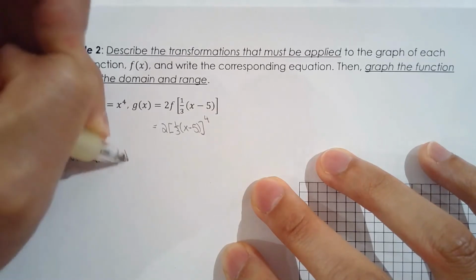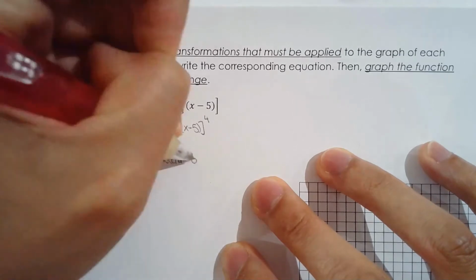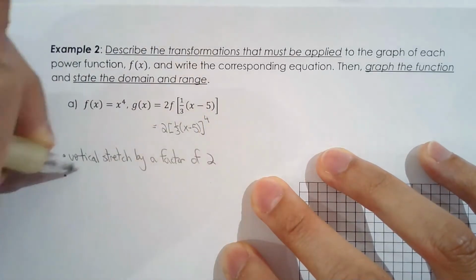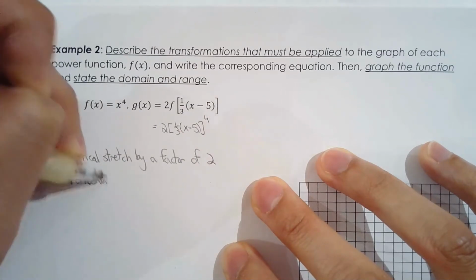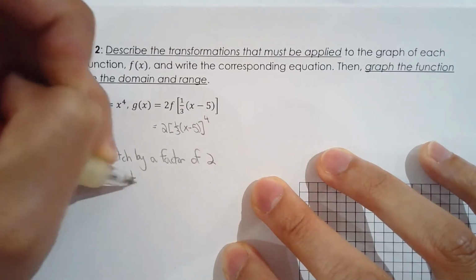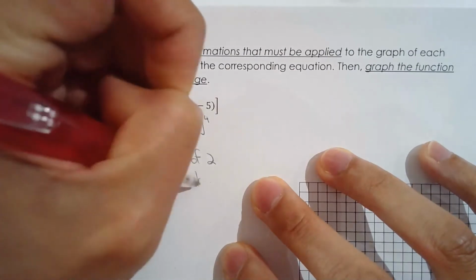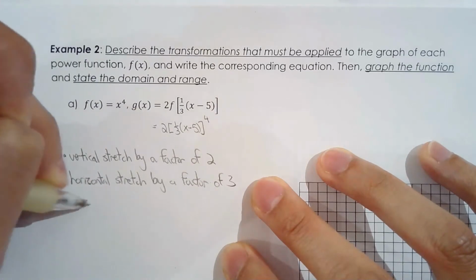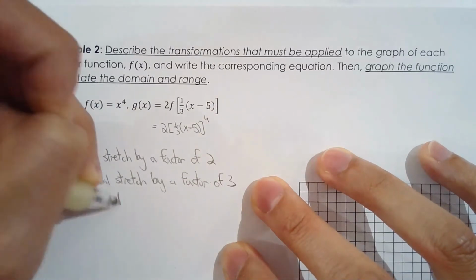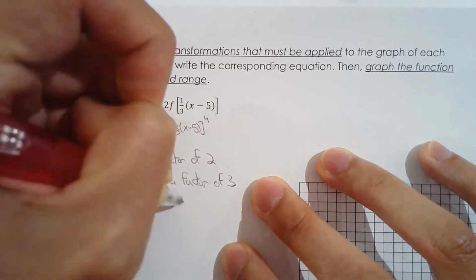Vertical stretch by a factor of 2, horizontal stretch by a factor of 3, horizontal translation 5 units right.